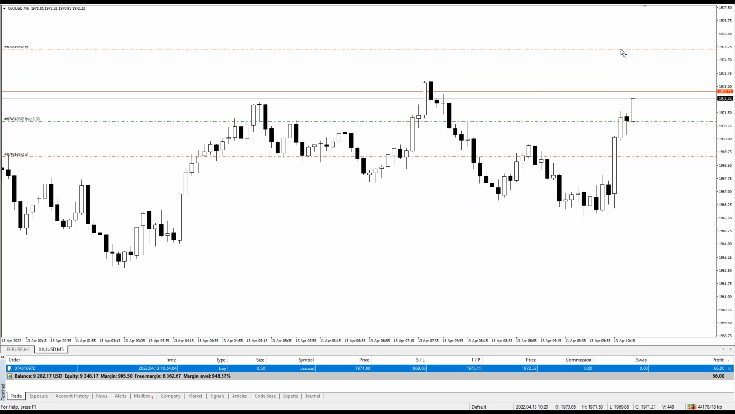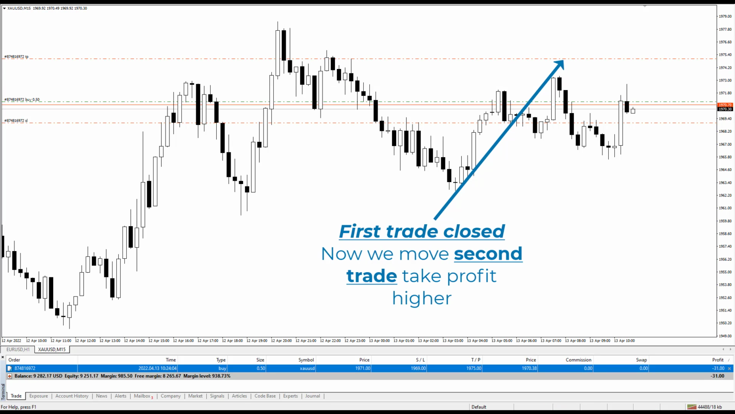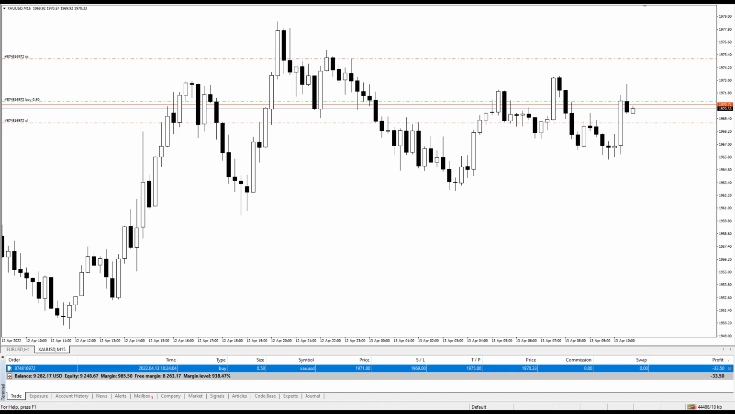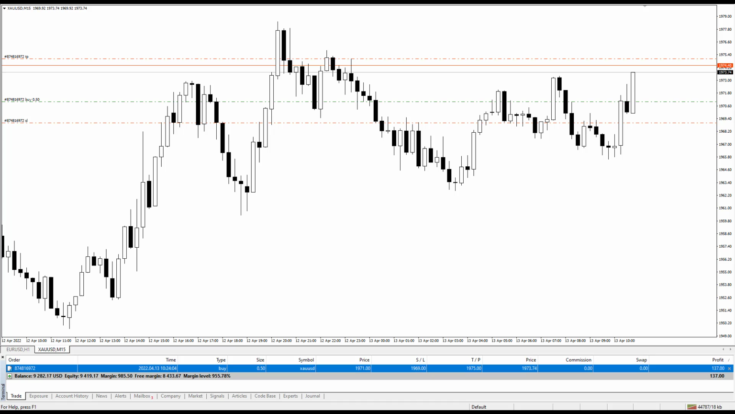Now I'll move the take profit from the second target up a little bit. I will check a higher time frame. Okay, now this is a good position. Great. Okay, the first trade is closed with the profit of $50. Now I'm waiting until the price moves up and reaches the second profit I have placed, which is a little bit higher.